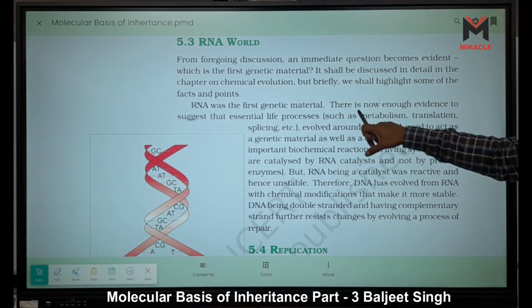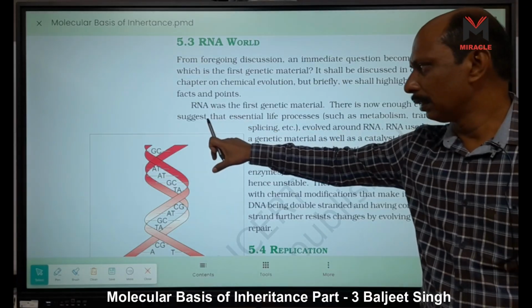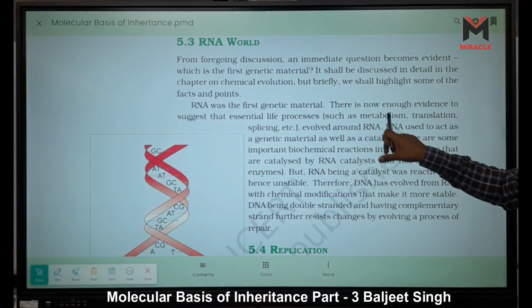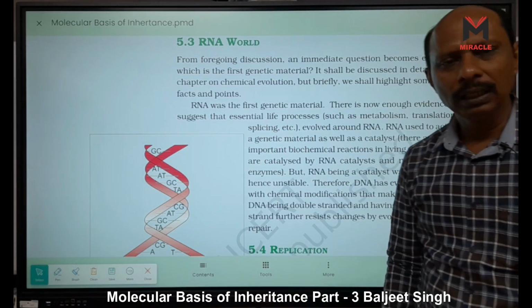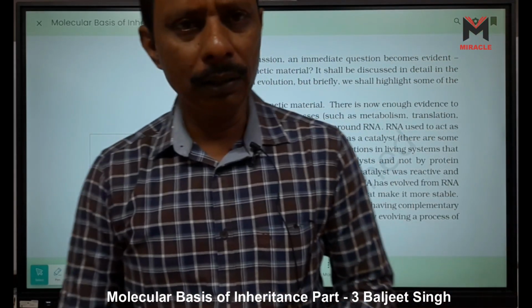First thing is there. There are enough evidences that suggest that essential life processes such as metabolism, translation, splicing, etc. are present in RNA only.